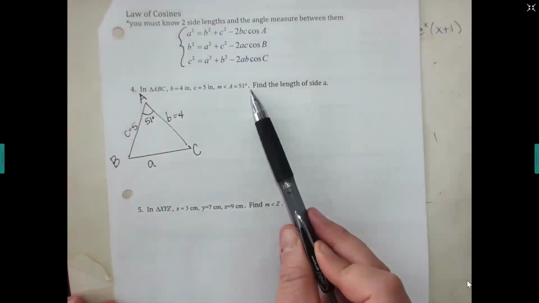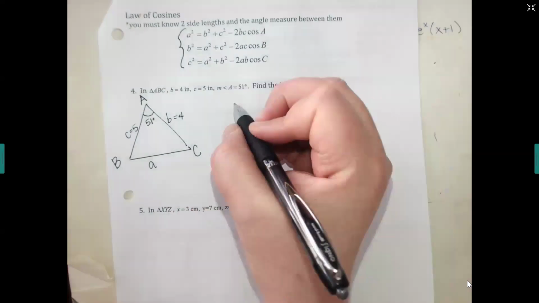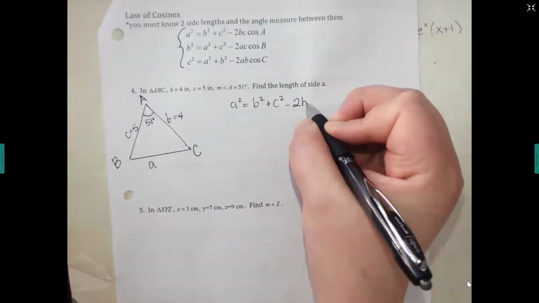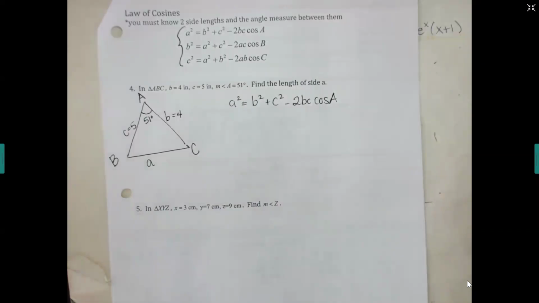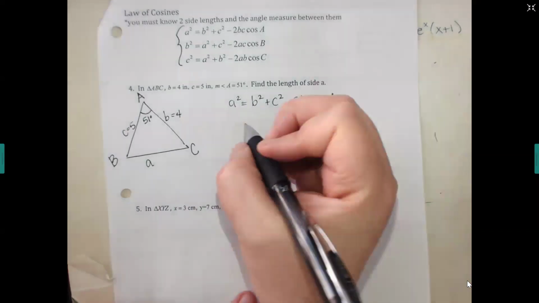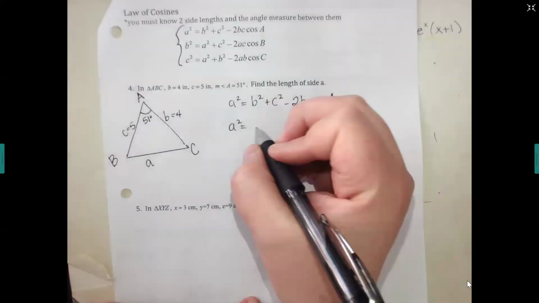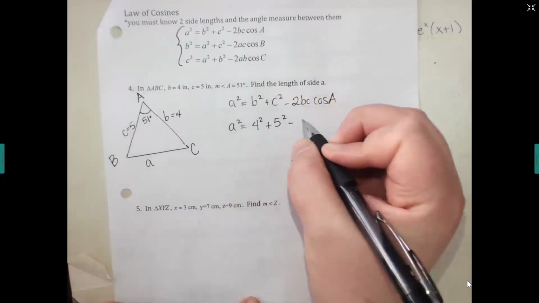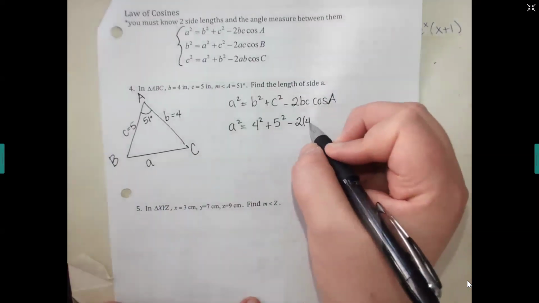So it tells me here, I want to find the length of side A. Then I'm going to use the top one. Go ahead and write it down. It's A squared equals B squared plus C squared minus 2BC cosine. And then we're going to take our numbers, we're going to plug them in. Now remember, side A is what I'm looking for, so I'm going to keep my A squared the same. What will I plug in where the B is? 4 squared. What's my C? 5 squared. Minus 2, and then I'm going to reuse the B and the C, which was a 4 and a 5.